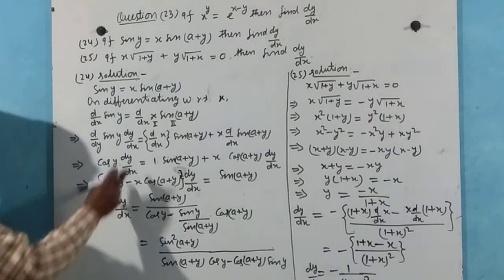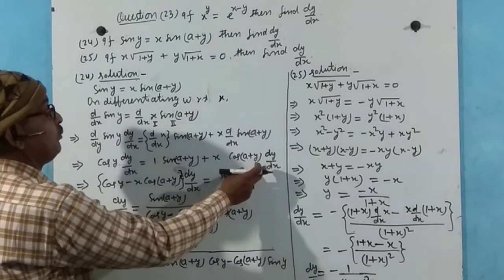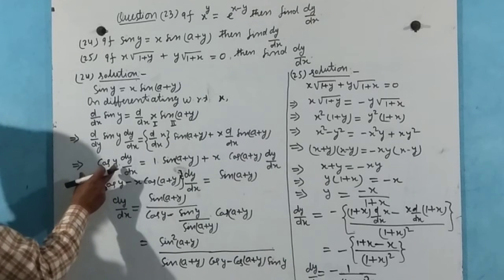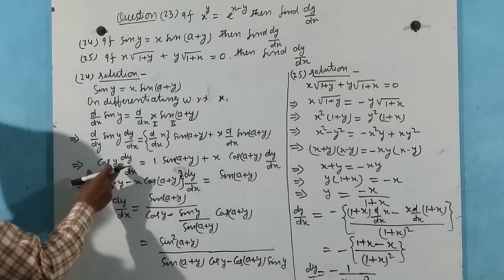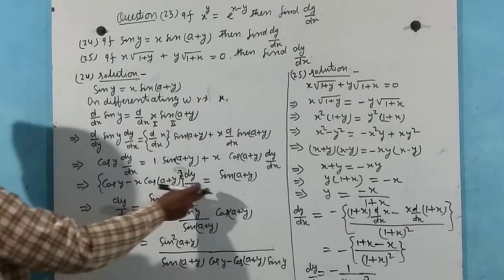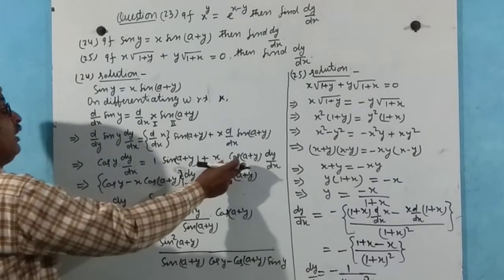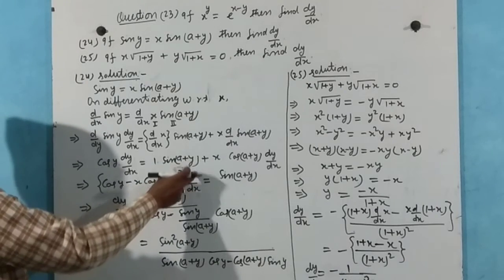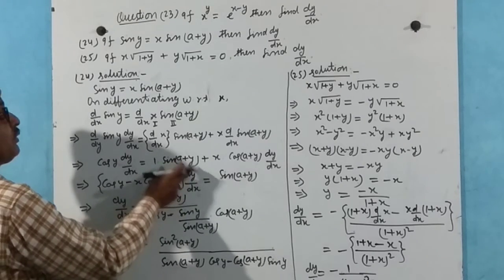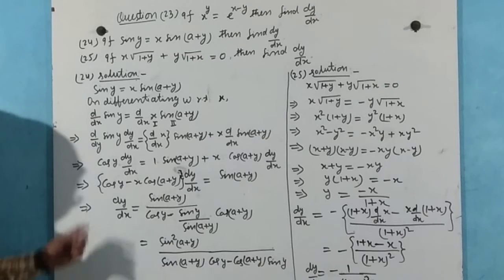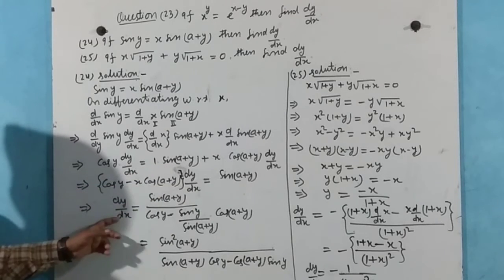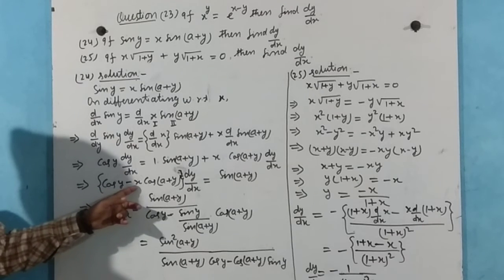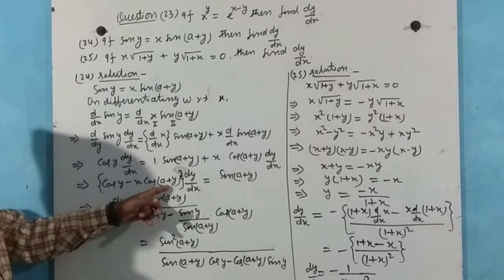Now in this case, this term comes here with negative sign, and taking common dy by dx, cos y minus x cos(a plus y) into dy by dx, and this term remains here. Now dy by dx equal to sin(a plus y) divided by cos y minus x cos(a plus y).